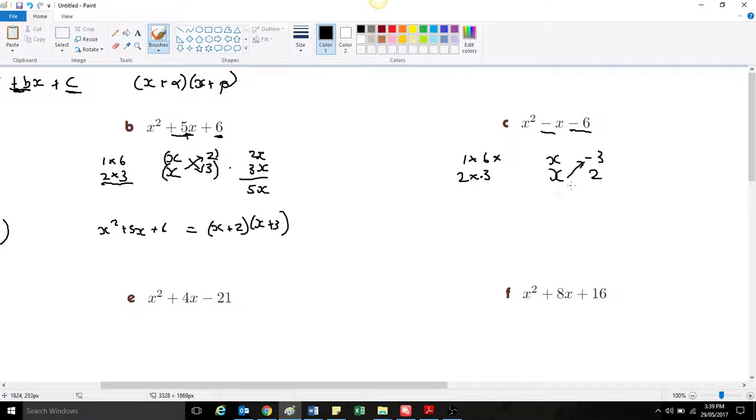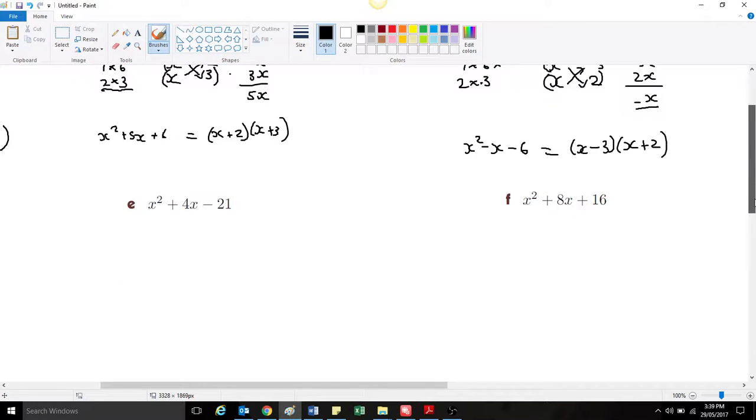All right, now if we go here, we go x times minus 3 is minus 3x. X times 2 is positive 2x. And when we add those together, we get minus x. All right, and that's what we have there in the B, so we know that's the answer. And again, we wrap the brackets around from top to bottom. Okay, so we have x squared take x, take away 6 is equal to x take 3 times x plus 2. Okay, so that's a little bit trickier when we have a negative in there. All right, let's keep going.